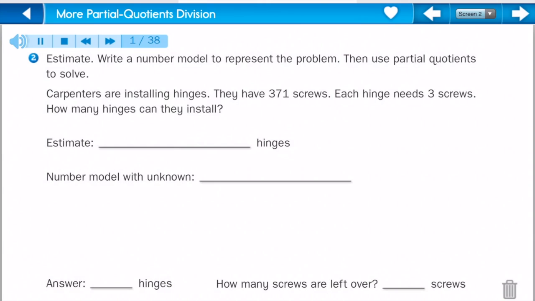All right, here's my next one. More partial quotients division, problem 2. Estimate. Write a number model to represent the problem. Then use partial quotients to solve. Carpenters are installing hinges. They have 371 screws. Each hinge needs 3 screws. How many hinges can they install? Estimate: blank hinges. Number model with unknown. Answer: blank hinges. How many screws are left over? Blank screws.